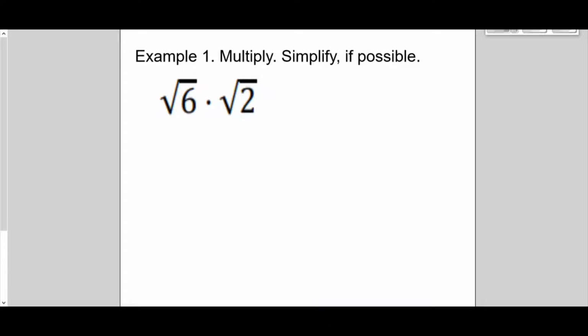Example 1: multiply, and then we need to simplify at the very end if we can. Square root of 6 times the square root of 2. There are no numbers in front of these radicals, so this is the easiest case. All we're going to do is multiply the 6 and the 2 together. So 6 times 2 gets you 12.